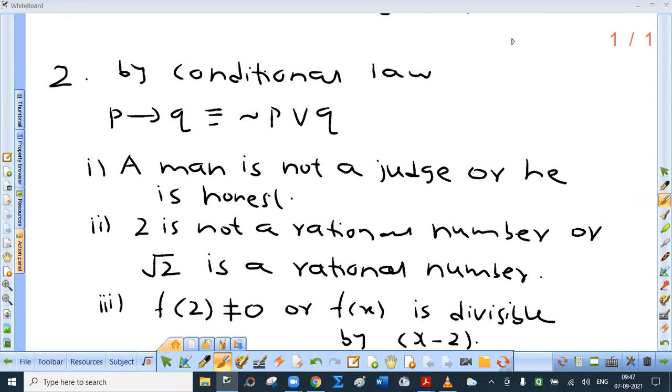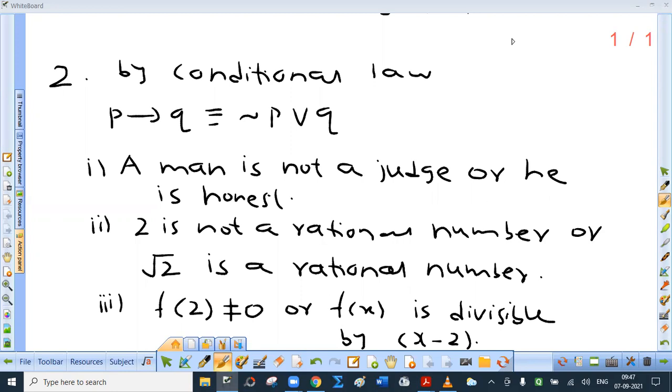Simple. So, first statement, if a man is a judge, then he is honest. So, P, man is a judge. Q, he is honest. But it is equivalent to not P or Q. So a man is not a judge, or he is honest.